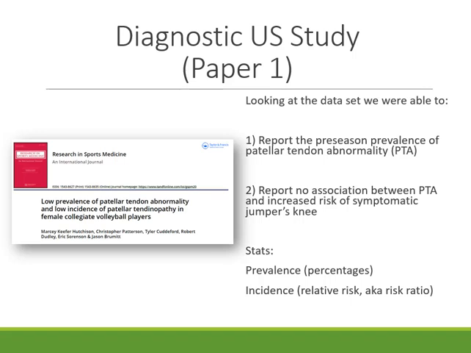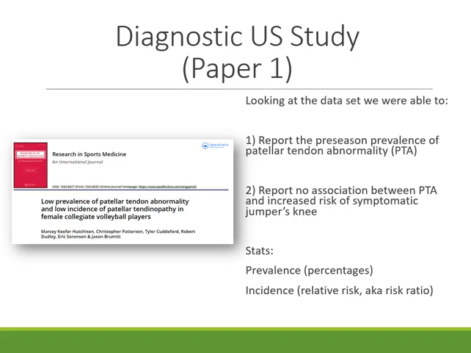So our first paper that we got published was the diagnostic ultrasound paper, and what we were doing is we were looking at the prevalence, so the percentage of people at that point in time that we tested them, the prevalence of individuals with that patellar tendon abnormality. We were also able to report that there was no association between patellar tendon abnormality and an increased risk of symptomatic jumper's knee. Why is that important?